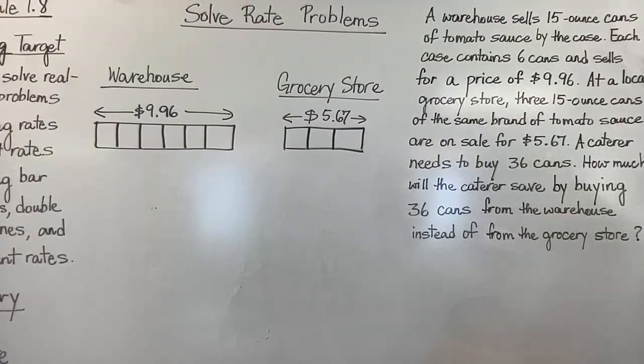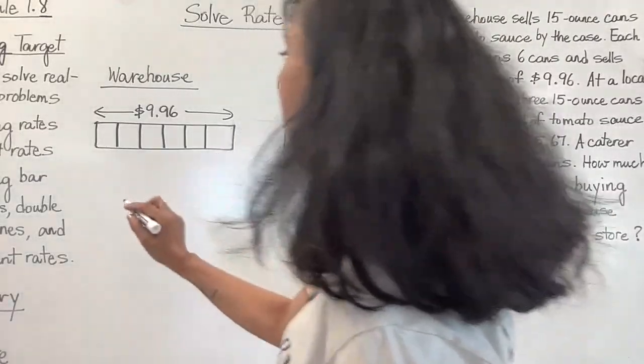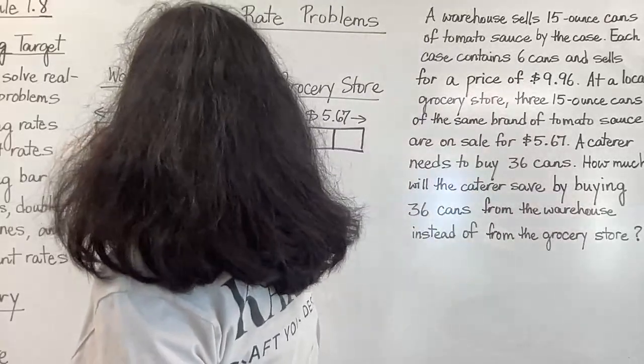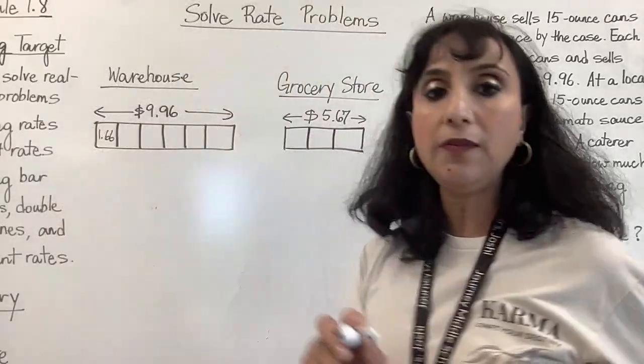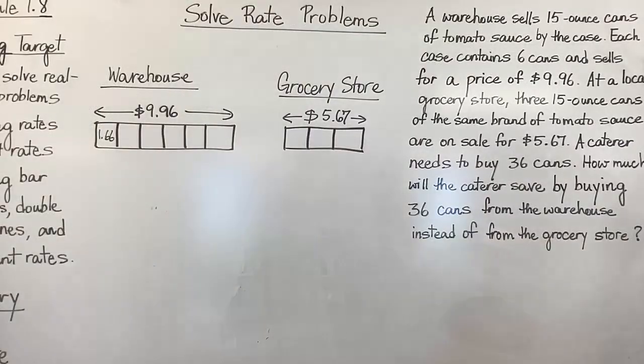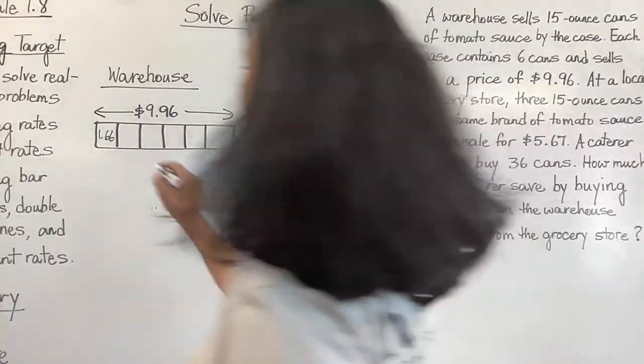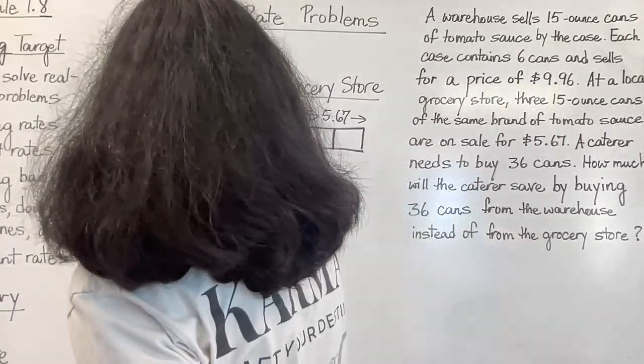So we are going to divide the total price for each by the number of cans to find the unit price, or the price per can. So $9.96, when I divide by 6, I'm going to get $1.66. All right, $1.66 per can.